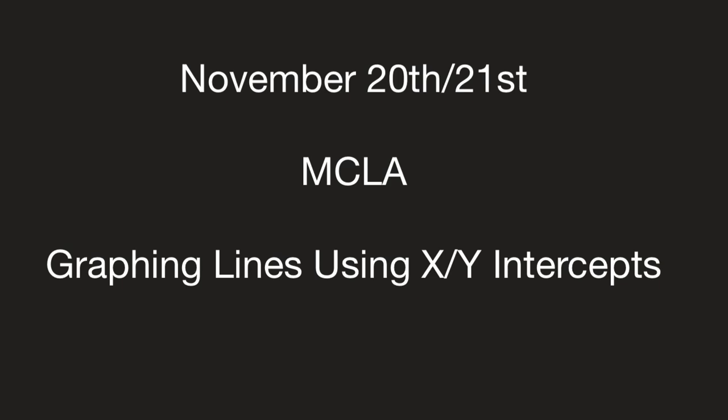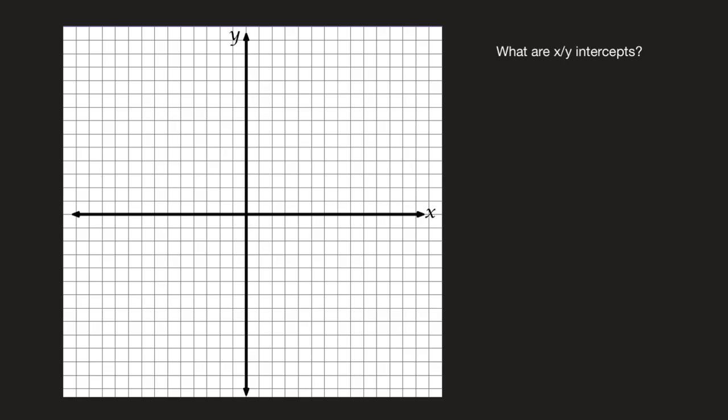There we go. All right, we're going to continue to graph a little bit. We're going to look at graphing by X and Y intercepts today, okay? The other day we used slope-intercept form, identified a slope and a y-intercept, got that onto the graph, all right? So what are X and Y intercepts, okay?